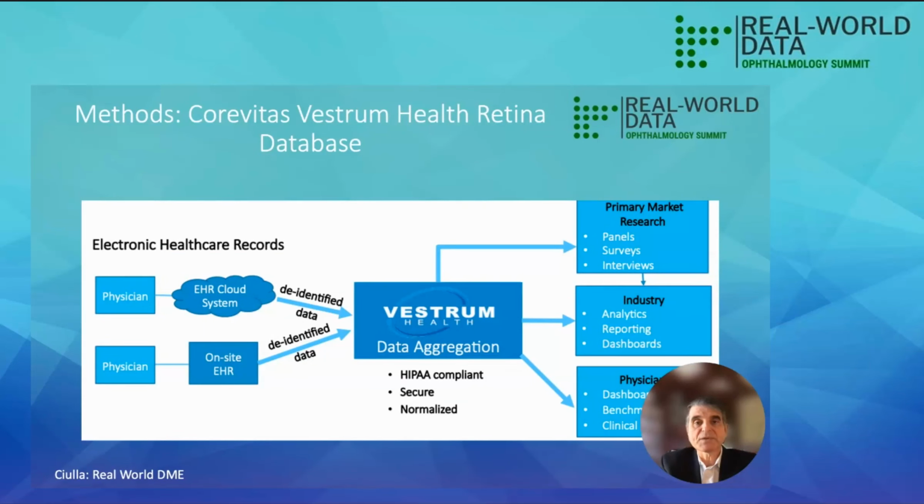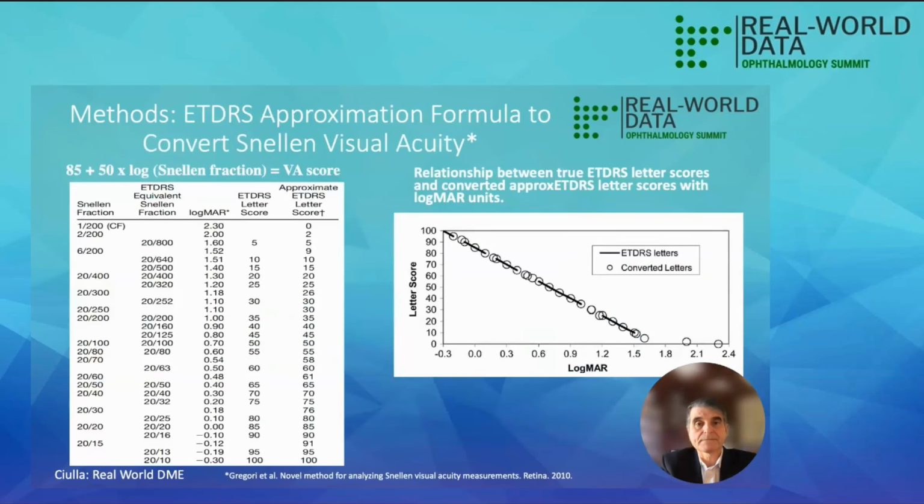In these studies, we use the Vestrum Health Retina database, with which many of you are familiar. In brief, this database aggregates de-identified data from hundreds of U.S. retina specialists and includes data from 2.3 million patients. The formula shown here was used to convert Snellen visual acuity into an ETDRS approximation, but this obviously can't compare to a standardized ETDRS protocol refraction.